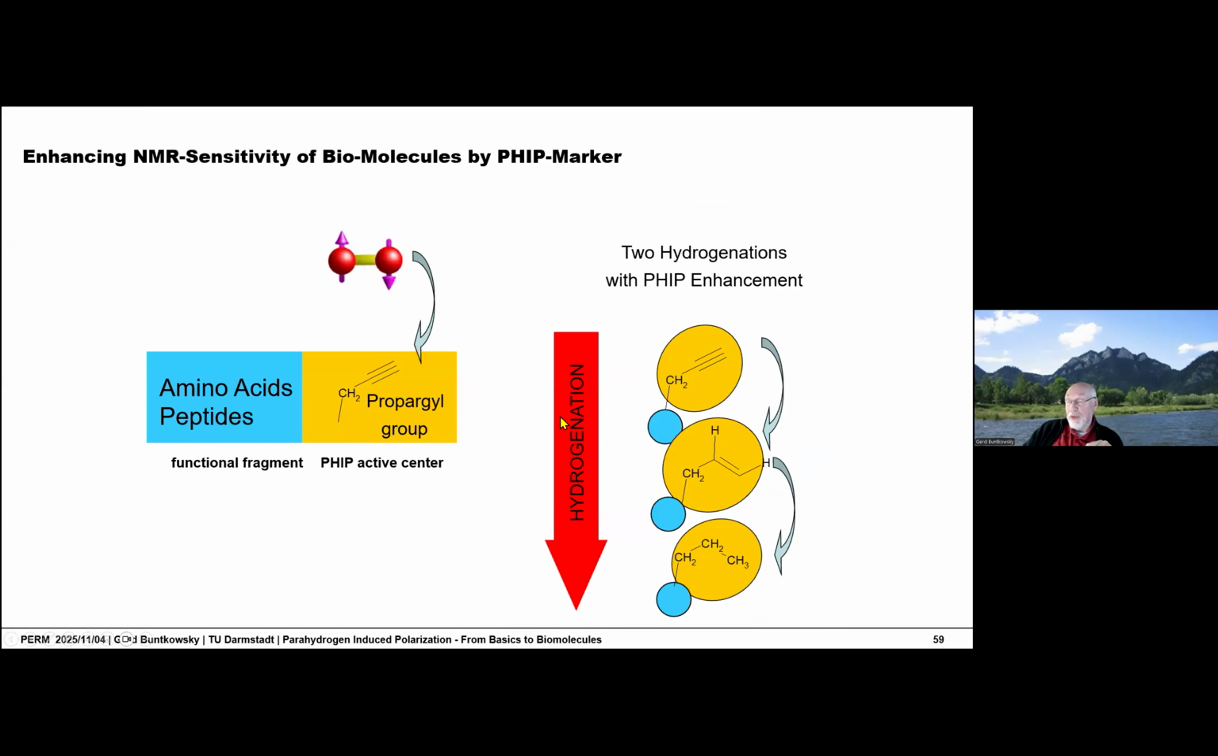And of course, you need a PHIP label. The simplest PHIP label would be just a propargyl group, where on the side chain you have a triple bond. When you have this propargyl group, you can do two hydrogenations. Both hydrogenations should give a PHIP signal.